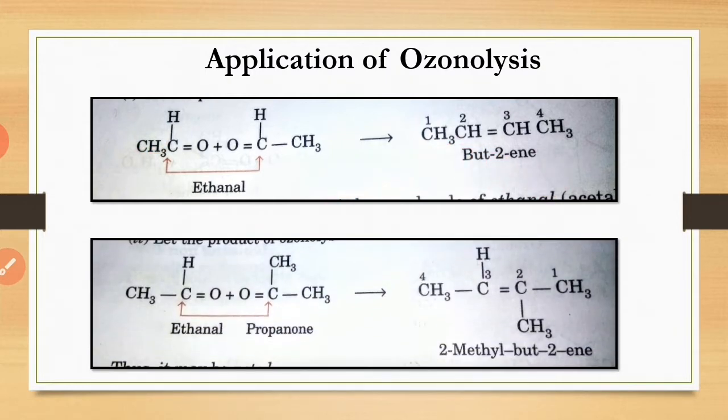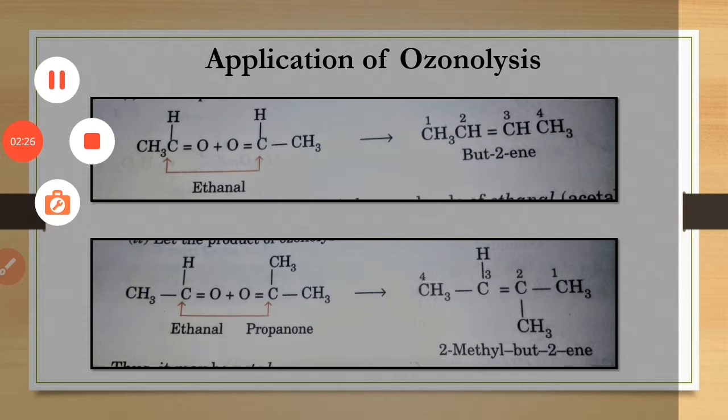The next example is two molecules, one of acetaldehyde and the second of acetone, that is propanone, a ketone, and this gives 2-methyl-2-butene, with a combination of the carbon atoms of the two carbonyl compounds. So it is noted that ozonolysis helps in locating the position of the double bond. Okay, understood?